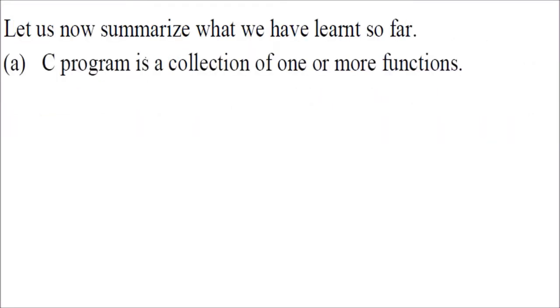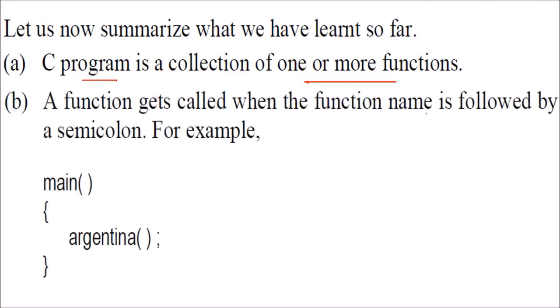So what we learned, let us summarize that. A C program is a collection of one or more functions. A function gets called when the function name is followed by a semicolon. For example, this is a function name, and we have parentheses and a semicolon here. So this is how it gets called.